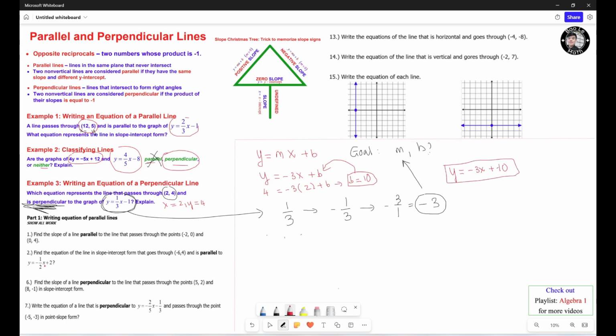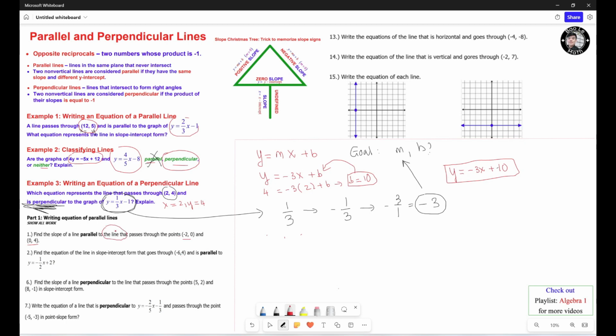Now let's move on to the practice. Now question number 1. Find the slope of a line that is parallel to the line that passes through this point and this point. Alright, so first you need to find the slope of this line right here.